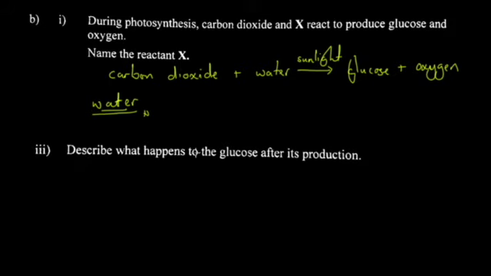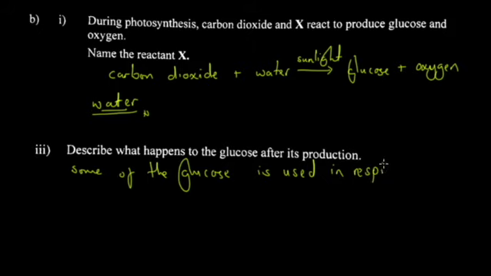So describe what happens to the glucose after its production. So here there's one controversial part of this answer that I'm going to explain. Some of the glucose is used in respiration. So there's this controversy. Sometimes people think that since flowers produce glucose, they actually breathe in carbon dioxide in some sense, but then this is not it.